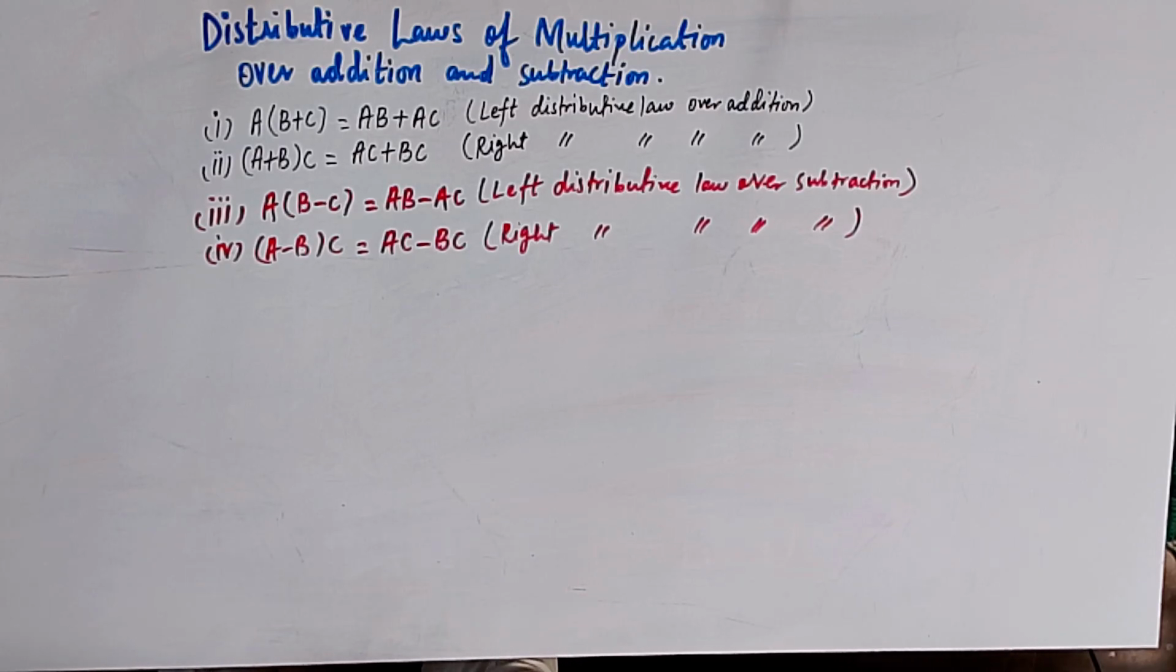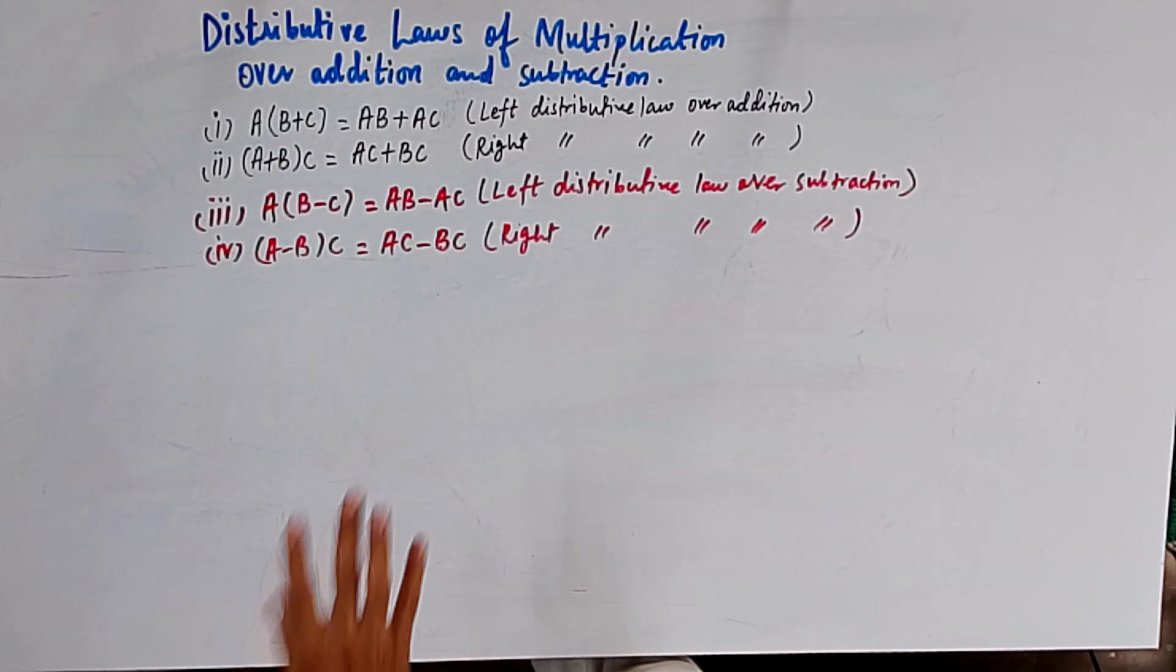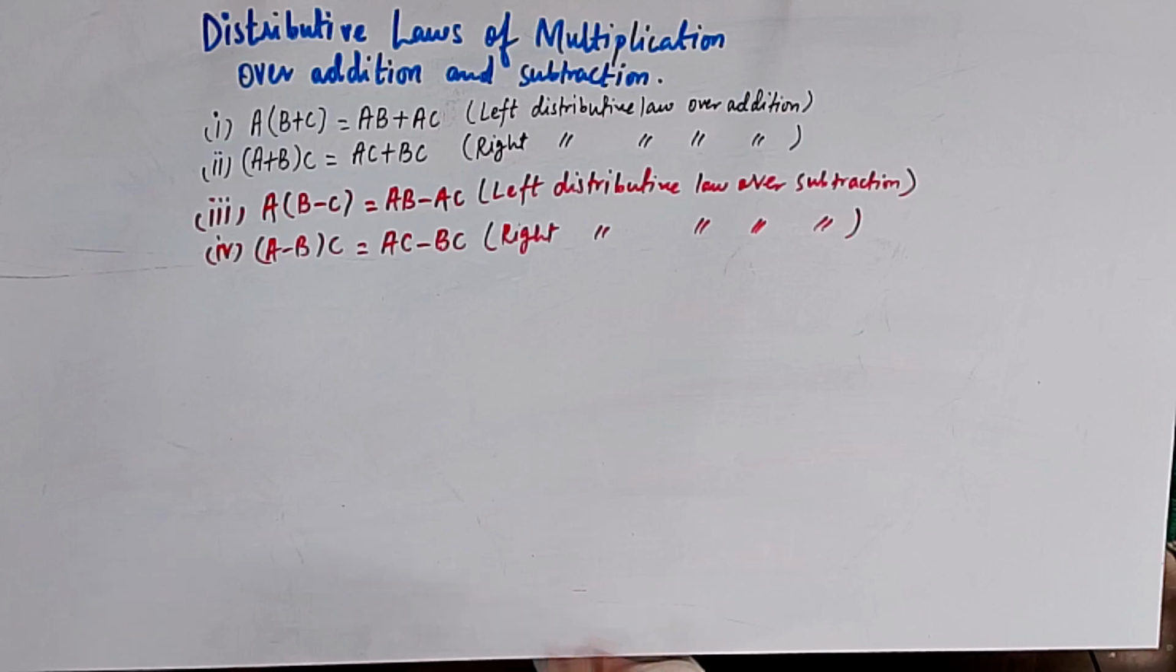Alright students, so after proving associative law of multiplication of matrices, now we have distributive laws of multiplication over addition and subtraction. So you can see over here I have written all the 4 laws which are possible related to it.